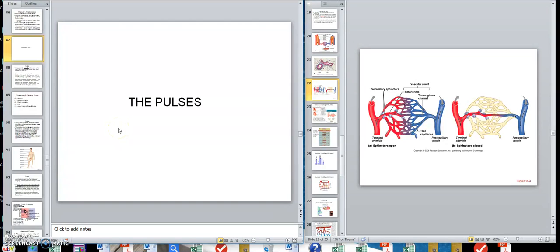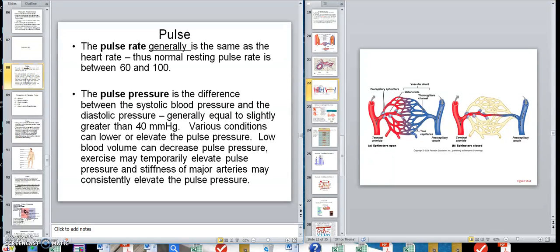Okay, class, now we're going to talk about the pulses. We already discussed the pulses a little bit when I did the mathematical formulas for blood vessels, so let's discuss it a little more. The pulse rate is generally the same as the heart rate. Hear my word, generally. Okay? It doesn't always have to be. I'll mention that in a little bit just to show you. But generally the pulse rate's the same because it would be during the time that you do ejection contraction.